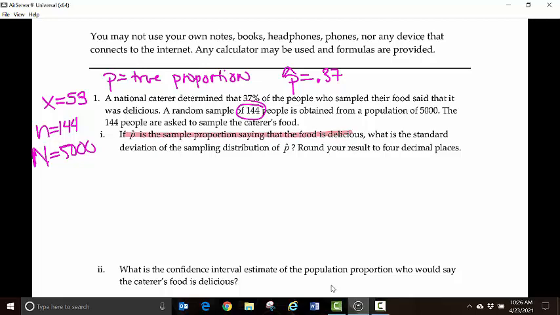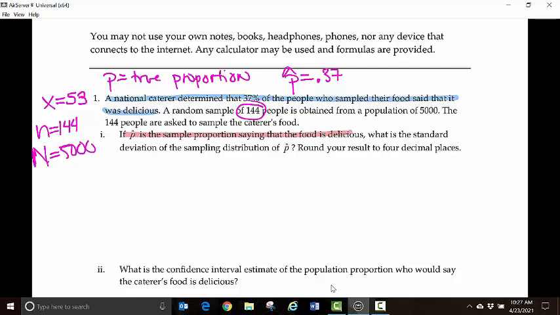So what I don't love about this is the way they worded this will be confusing for Chapter 10, because it says a national caterer determined that 37% of people who sampled their food said that it was delicious. It almost sounded like they knew, like they were God. This is the true value, right? But really it's saying, hey, based off of this sample below, this is how they got the 37%. Because 5,000 is the whole population, and they didn't say those 144 people liked her food.